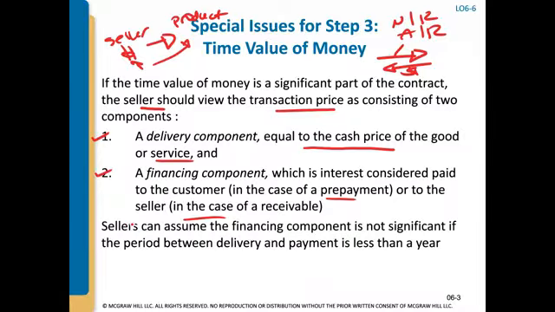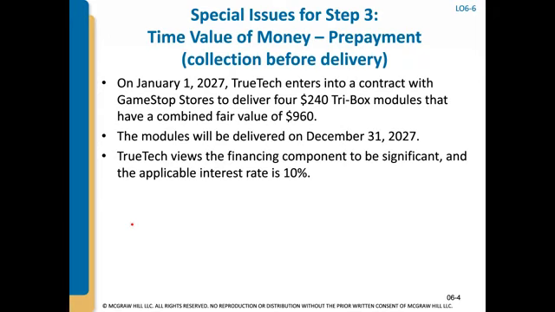Now, a seller can assume that the financing component of a transaction is not significant if the period between the delivery and the payment is less than a year. So even though in our examples the delivery and payment will be January 1 and December 31, we're going to assume that they're significant. So here, let's take a prepayment where the seller collects the money before they deliver the product.